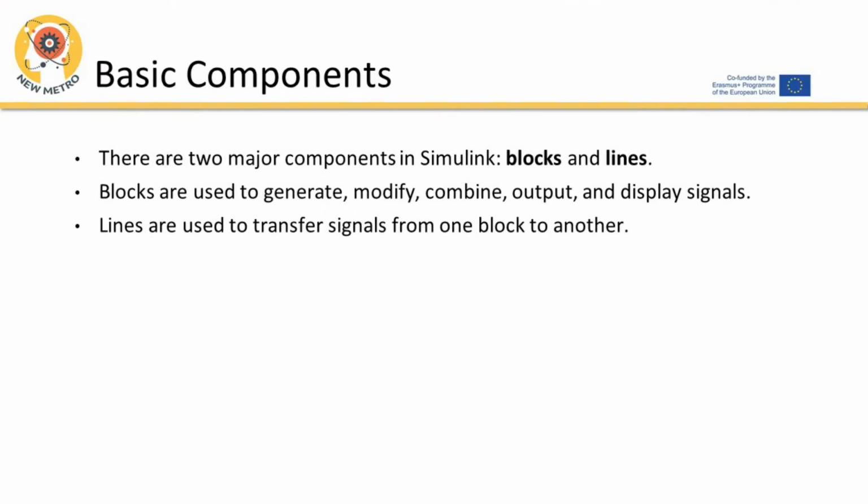Basic components. There are two major components in Simulink, blocks and lines. Blocks are used to generate, modify, combine, output, and display signals. Lines are used to transfer signals from one block to another.